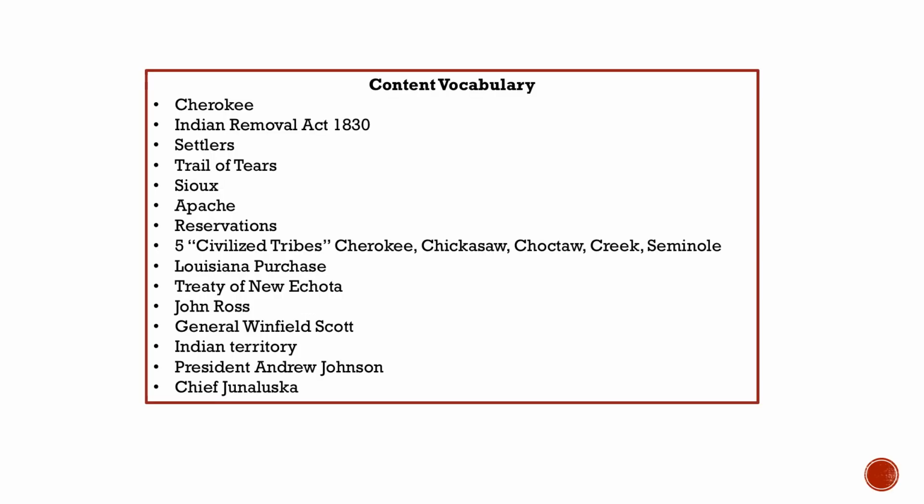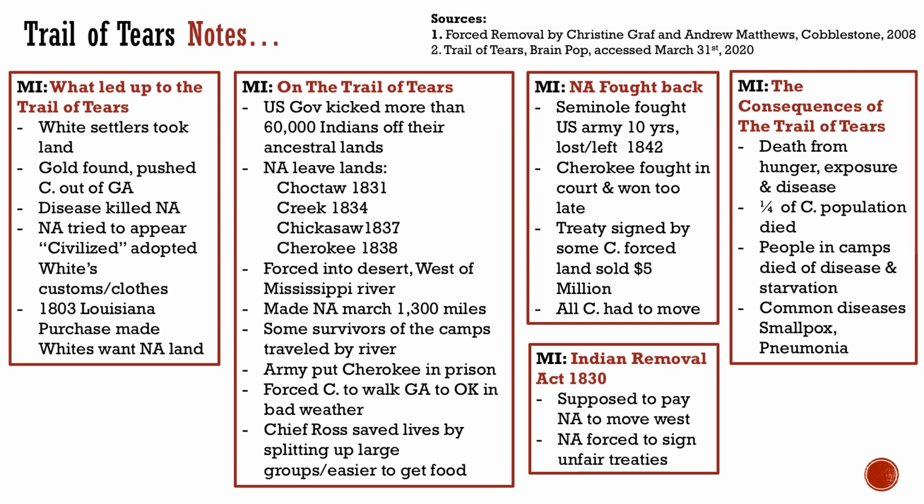So, here's just a reminder of some of the content vocabulary words that we've been coming across. You want to make sure that you're collecting these in your notebook. And so let's get started reading this article. But before we do, we want to make sure we're reminding ourselves of some of our main ideas. So some of the main ideas we have for the Trail of Tears so far are what led up to the Trail of Tears, what was it like on the Trail of Tears, the ways that the Native Americans fought back, and then later on the consequences of the Trail of Tears, and then also this Indian Removal Act, which was the law that sort of made removal legal.